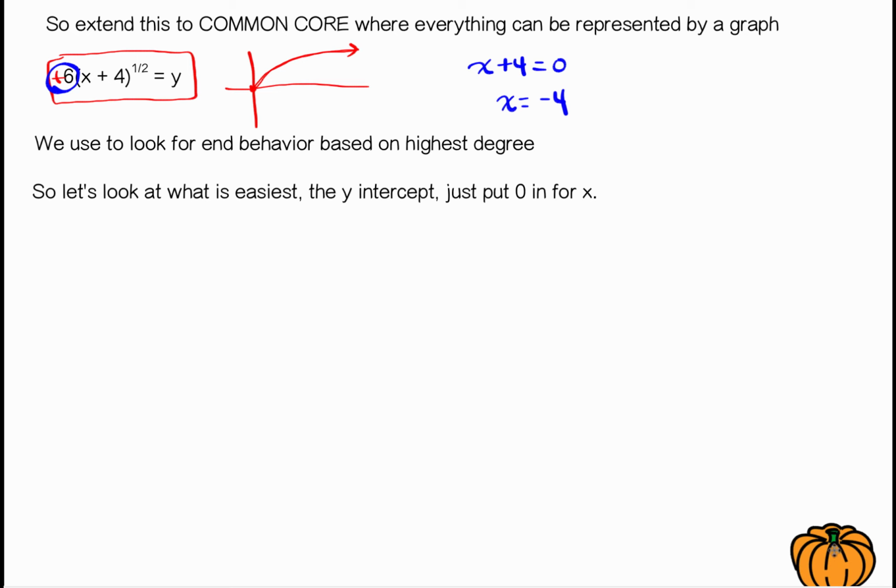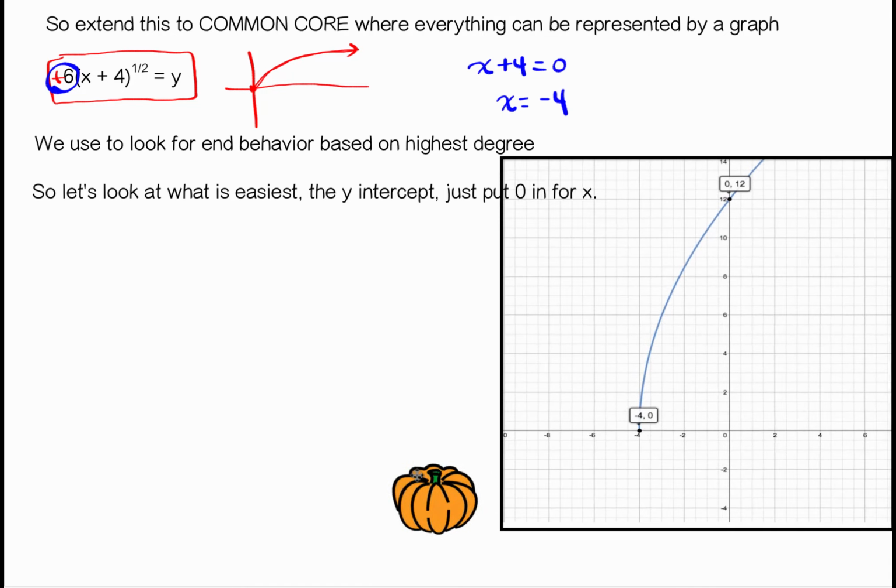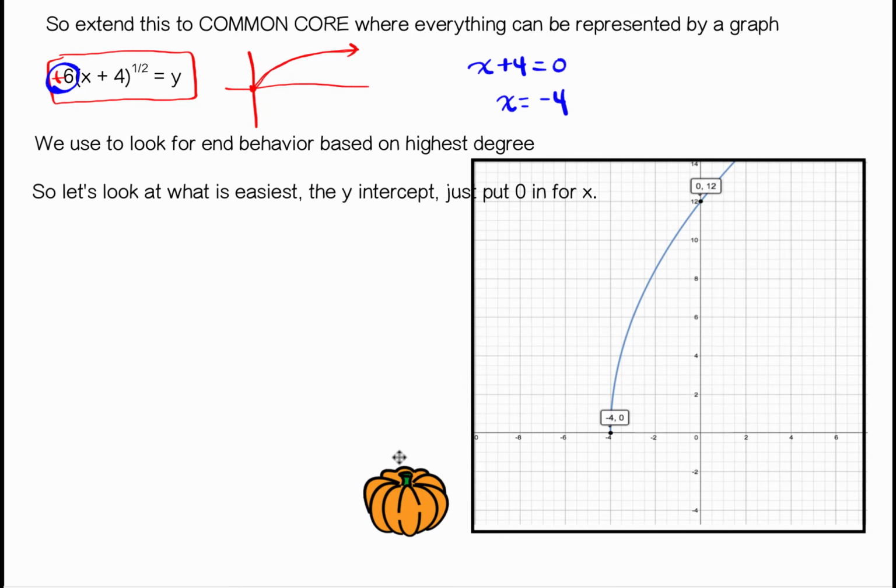So if we pull out this pumpkin, yeah, I know it's December. I'm sorry. When I made this slide, it was still the fall. So when I pull this graph out, we should not be surprised, oh shocking, that our graph is indeed crossing the x-axis at -4. Hey, we're smart, we figured that out.